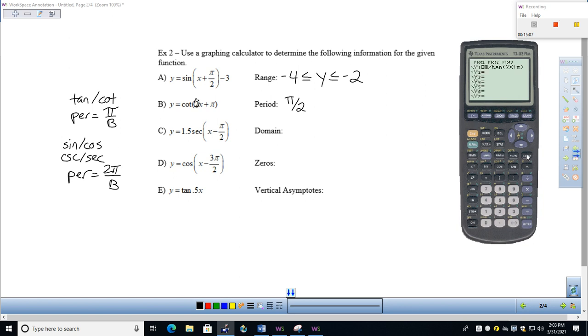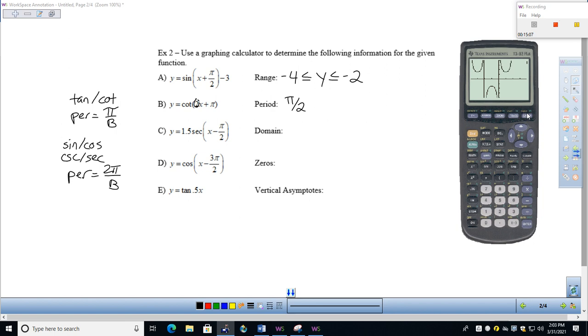And let's go back to that y equals, clear that out. Looks like a secant function, so 1.5 divided by, and I have cosine, and let's go x minus, I put plus, let's put that, there we go. Looking good, I'm going to hit graph.